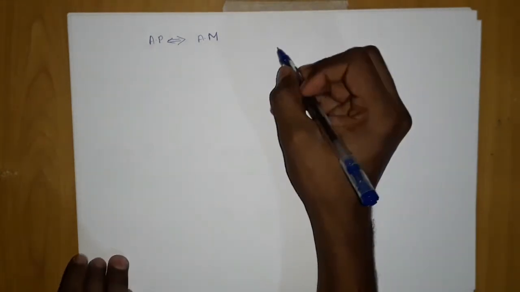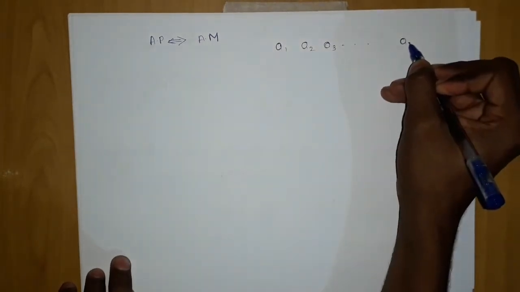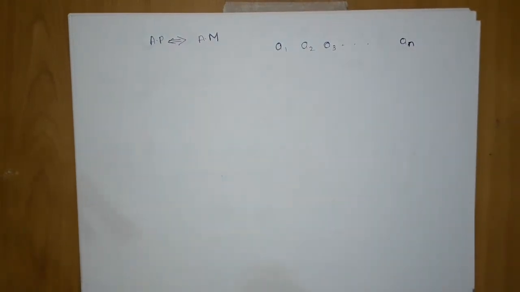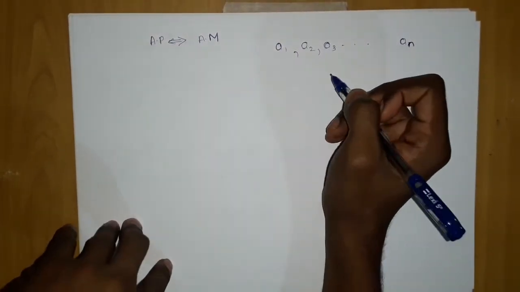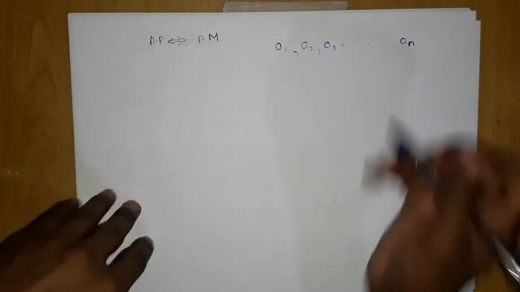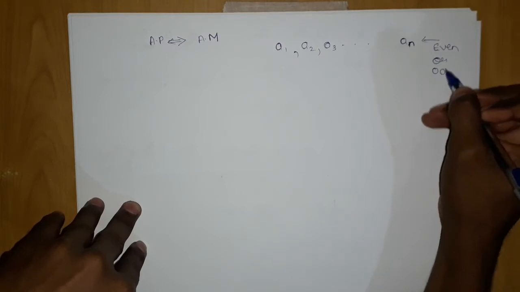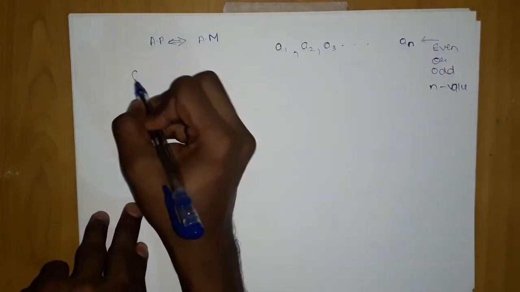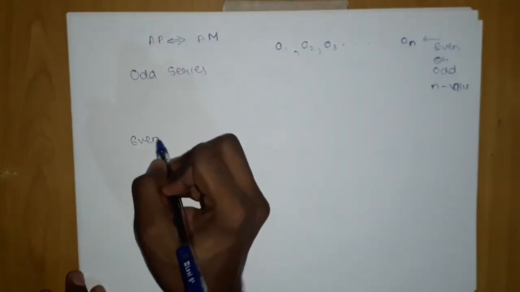Like how, if I have an AP A1, A2, A3 till An. Now if I tell that this sequence is in AP, the second question you should ask is whether this is even or odd. How will you come to know? By the n value. Now we will discuss the two cases, if it is an odd series and if it is an even series, how we will get the AM.